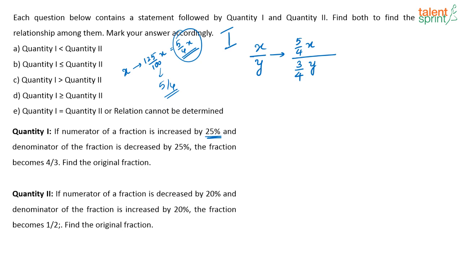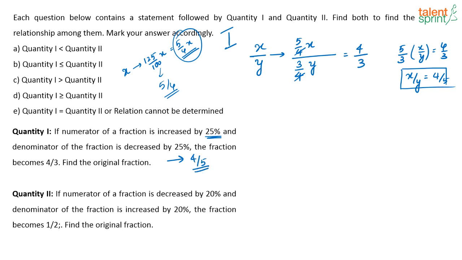Now what is the question? You have to find out the original fraction. And when this happens, the fraction has become 4 by 3. Yes, when the numerator is increased by 25% and the denominator is decreased by 25%, the new fraction formed is 4 by 3. So this 4 and 4 will get cancelled. So I have 5 by 3 of x by y, that is equal to 4 by 3. Or what is x by y? X by y is nothing but 4 by 5. So the first quantity here is nothing but 4 by 5.